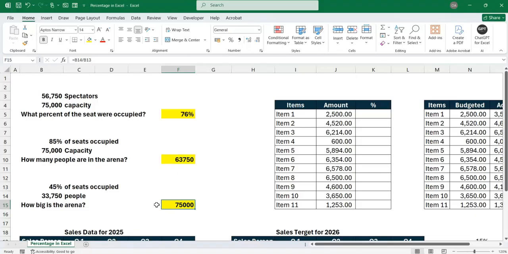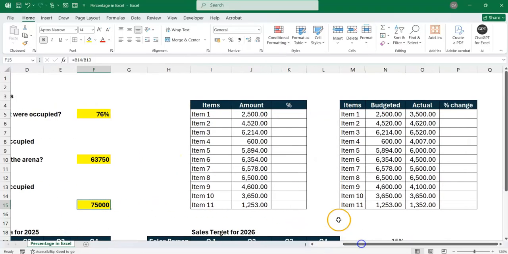Now these are basic examples. Let's move to a more complex example. Sometimes you may want to calculate percentages for items like this. You may have various items with their amounts, and the question is, what is the percent of each amount? So let's get the percentage of this amount for these items.